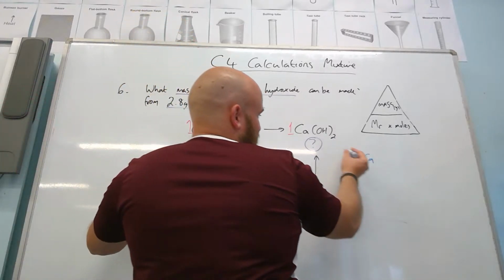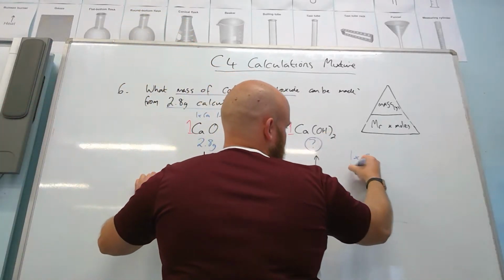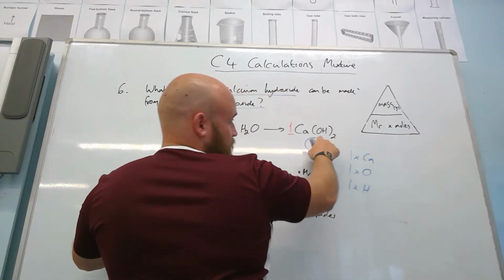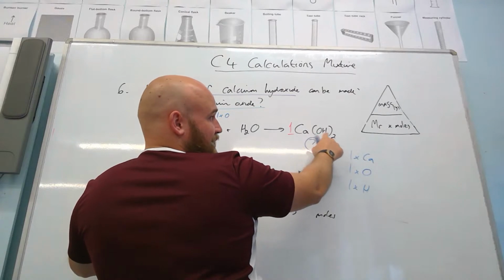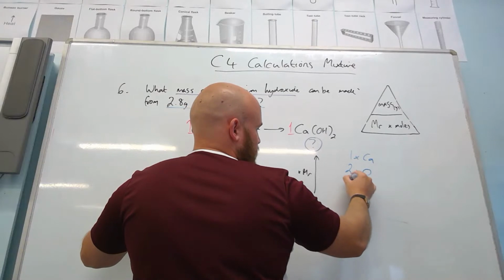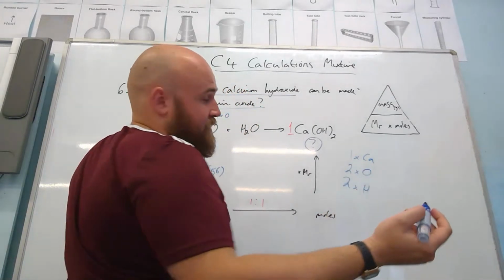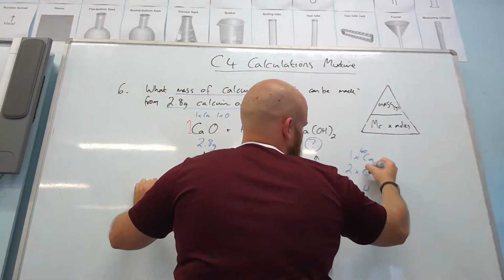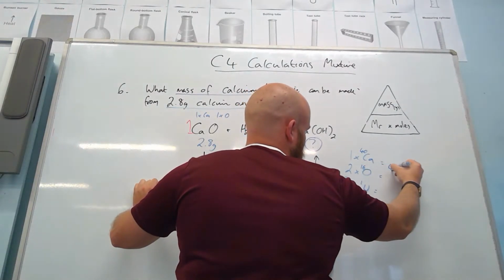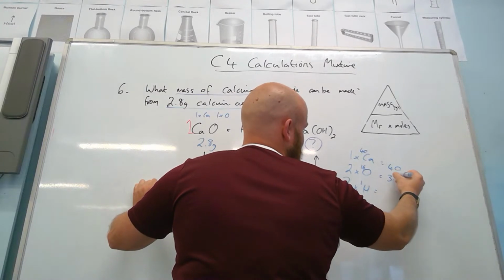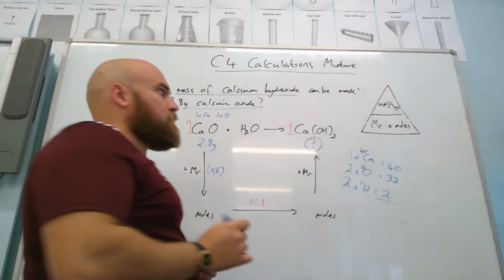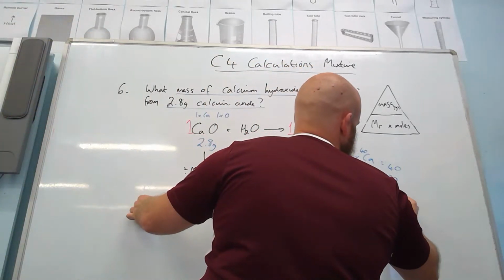So in the brackets, what have I got? I've got 1 O, okay, and I've got 1 H. But because I've got 2 lots of that, in total, I'm going to have 2 O's and 2 H's. And again, using the periodic table, calcium has a mass of 40, oxygen 16, hydrogen 1. 1 times 40 is 40, 2 times 16 is 32, 2 times 1 is 2. Add them all together. So that's 72 plus 2 is 74.